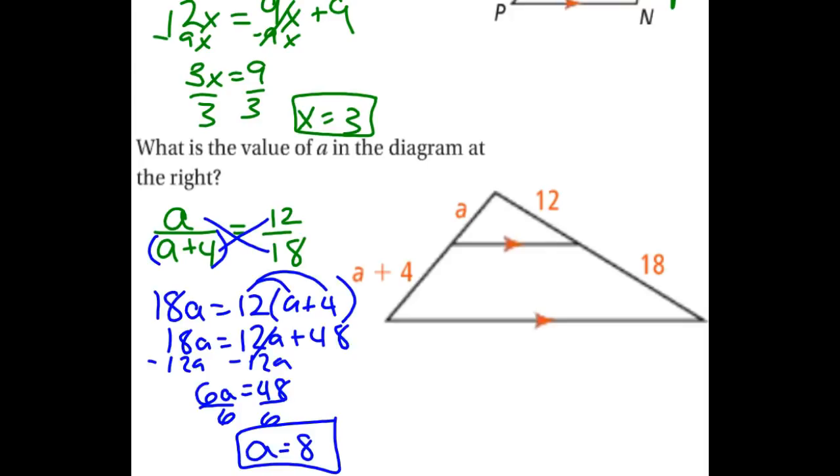Alright, so you can see my work of how I set up those cross products. I distributed, I balanced, I divided, and I ended up with a being equal to 8 in this case. So that's just your basic side splitter theorem.